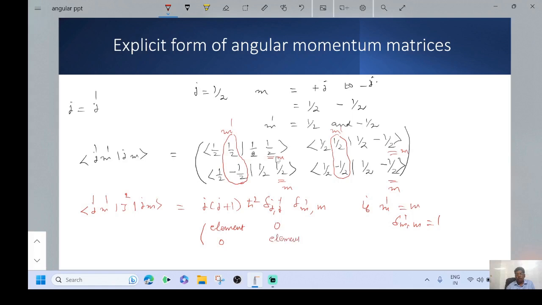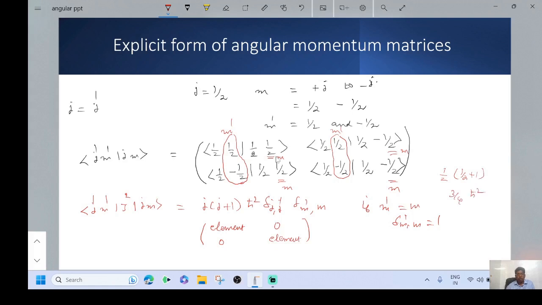What is the value of element? We have to find out. Here m dash equal to m, this is 1. j is always equal to j dash, this is also 1. So element is j into j plus 1 h cross square. 1 by 2 is the value of j. 1 by 2 into 1 by 2 plus 1, that is 3 by 2. 3 by 2 into 1 by 2, 3 by 4 into h cross square.